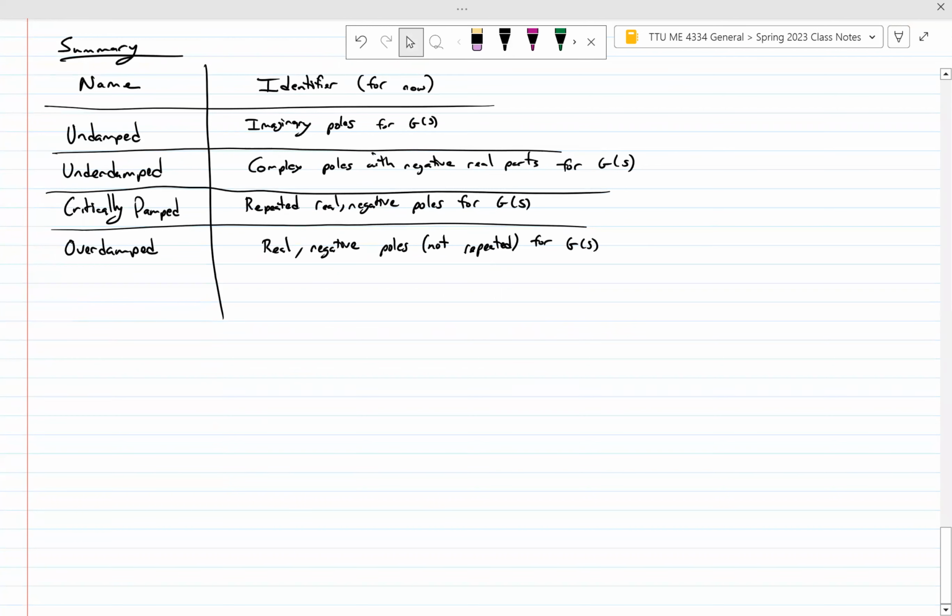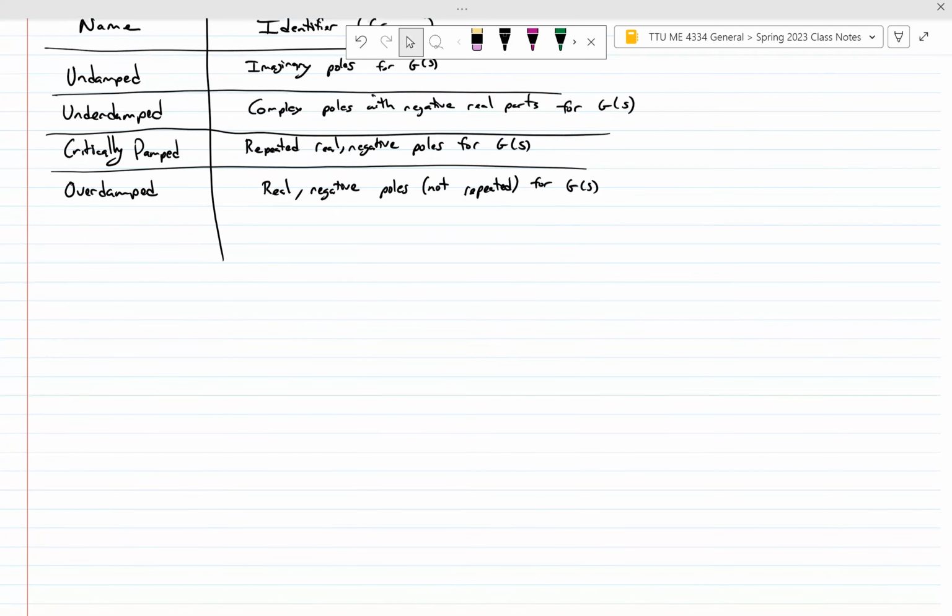Also note, numerator of G of S doesn't really matter here. Input doesn't matter either. When we're categorizing a second order system, at least for our open loop plants right now, we're just looking at the poles of G of S of our transfer function, our plant itself.